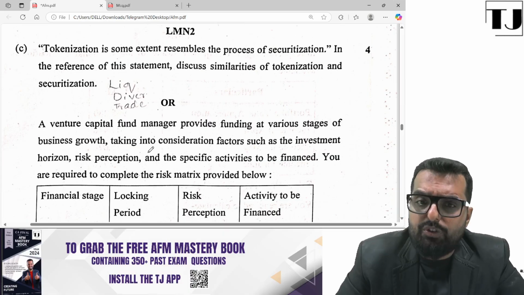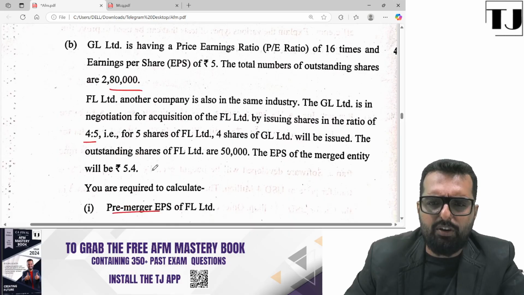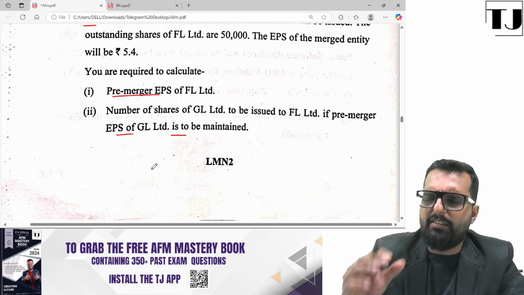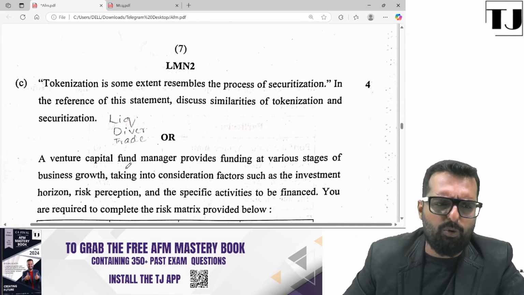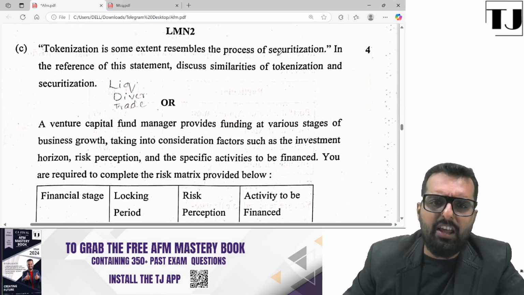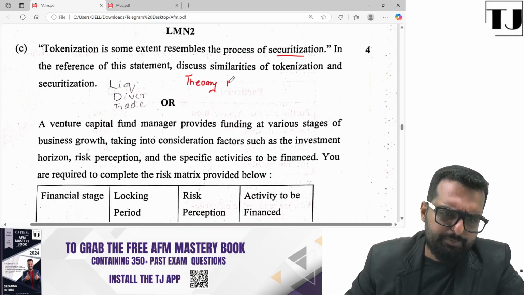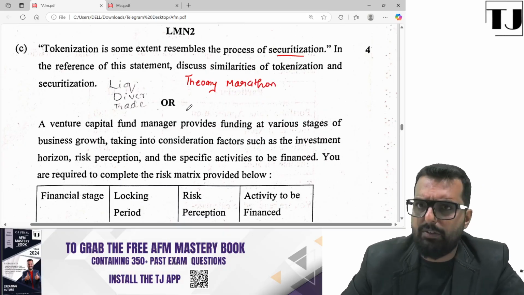Next is a theory question on tokenization. So friends, this question is over with this. It's a very easy question. 4 mark, 2 requirements. Easily you can score 4 upon 4 in this question. Tokenization is a theory part coming in securitization, which is covered in my theory marathon, friends. This is covered in my theory marathon. Everybody clear with this part?